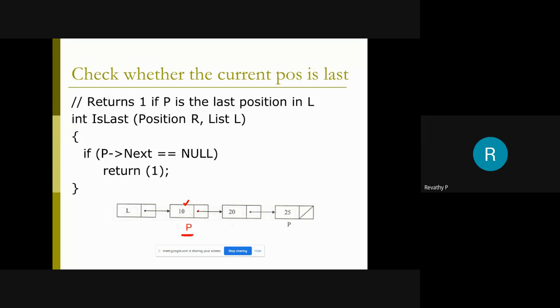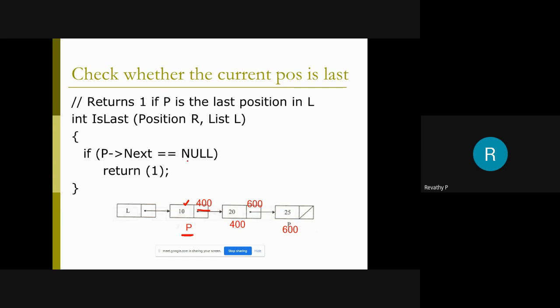Otherwise, it may have some address. In this case, it may have the address of this 20. Suppose 20 is at the address 400, then P of next will have the value 400. So if it has some value, then it is not the last node. Now this 20 next will have the address of the next node. The next node is at the address 600. So in this node, 20, I can say this is going to be P of next or some P1. So P1 next is 600. It is not null, so this is not a last node.